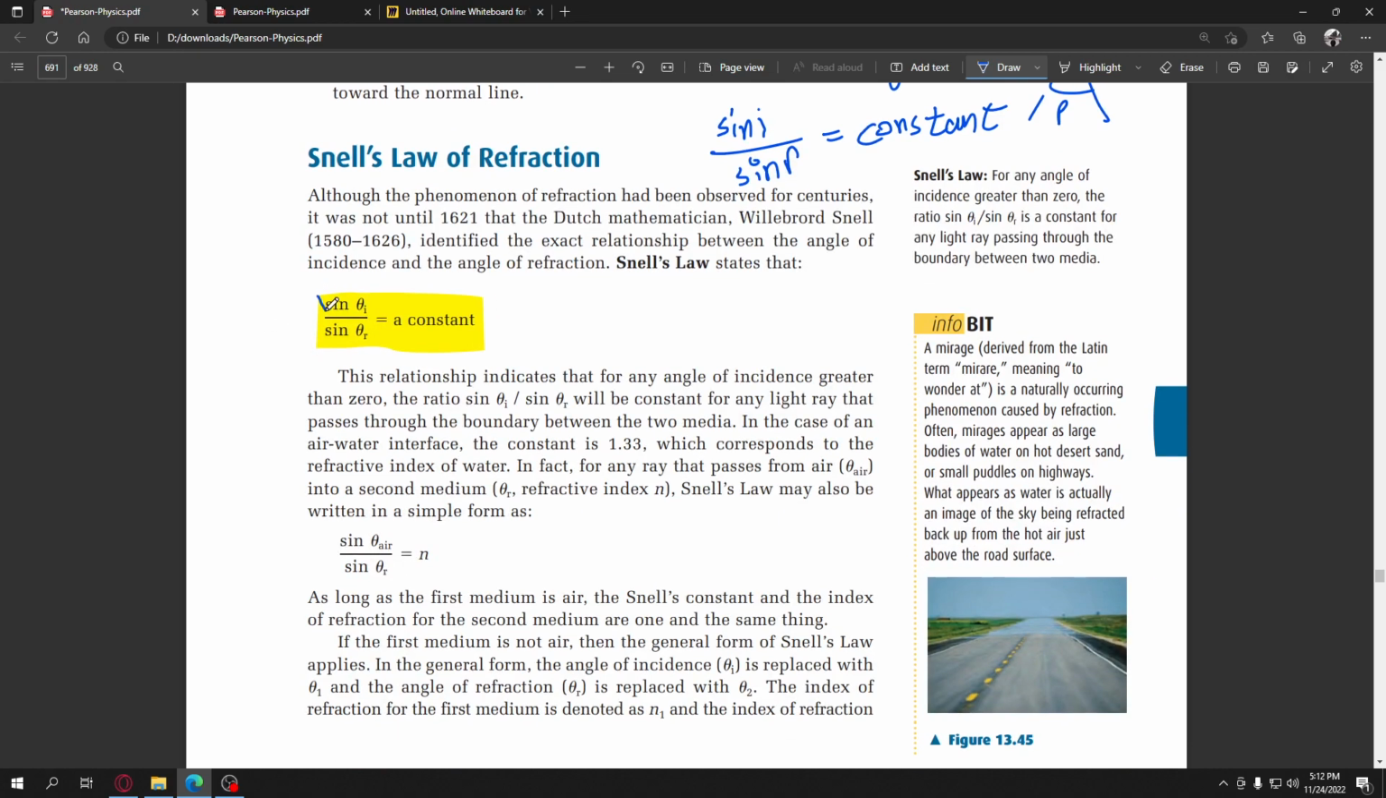Here's the formula given again. If we read through the topic a little bit, this relationship indicates that for any angle of incidence greater than 0, the ratio of sin I by sin R will be constant for any light ray that passes through the boundary between two media. Media is plural. In fact, for any ray that passes from air into a second medium of refractive index n, Snell's law may simply be written as this. So you see, refractive index n and Snell's law are very much related.